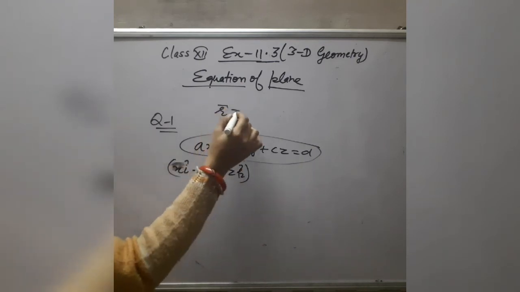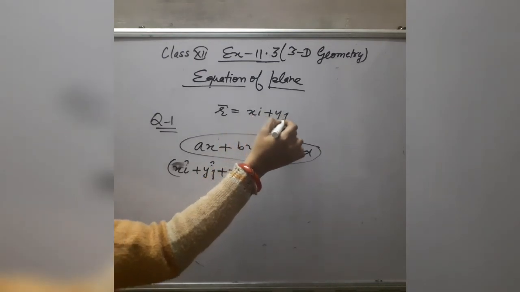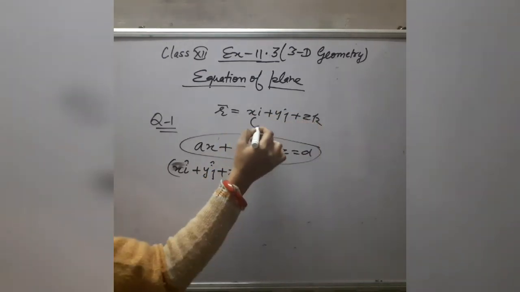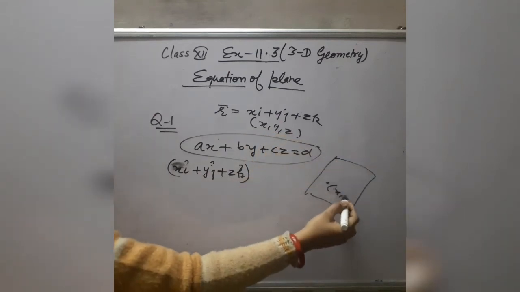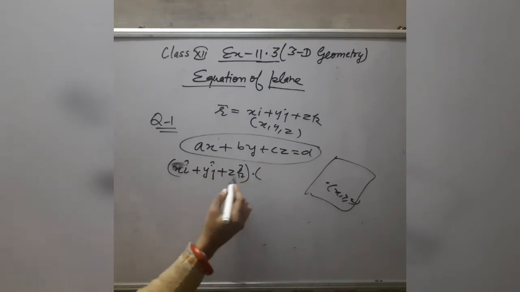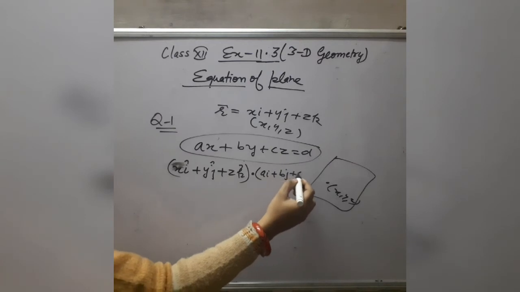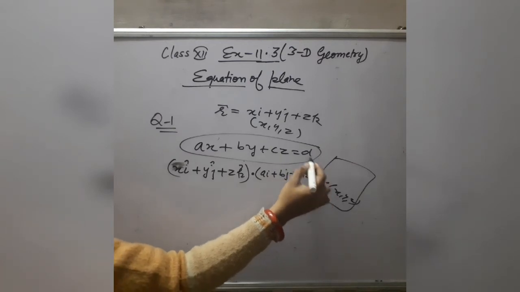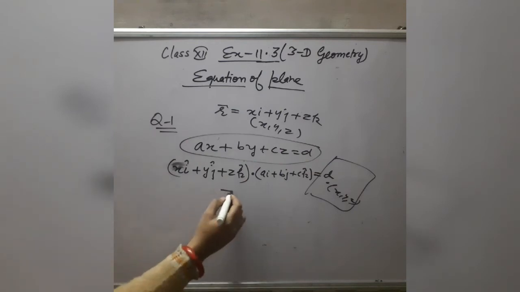In the equation of a line as well as in the equation of a plane, r is equal to xi + yj + zk, where x, y, z is any arbitrary point of the plane. This is any point of the plane. So this can be written as (xi + yj + zk) dot (ai + bj + ck) equals d. Clear? Now here the given equation is z equals 2.